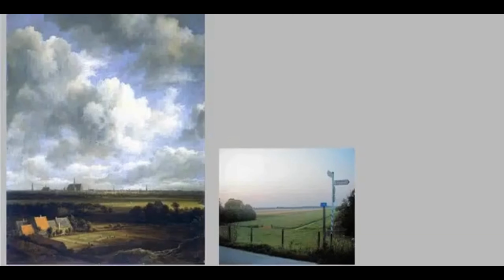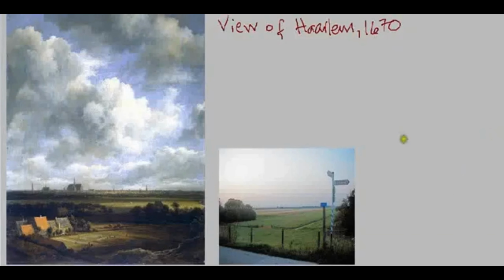The image on the left is known as View of Haarlem, or the bleaching grounds near Haarlem, and it dates to 1670, and it's by Jacob van Ruisdael. So, View of Haarlem, 1670. And I have a small image on the right here of the photograph we were just looking at, which is of the Dutch countryside.